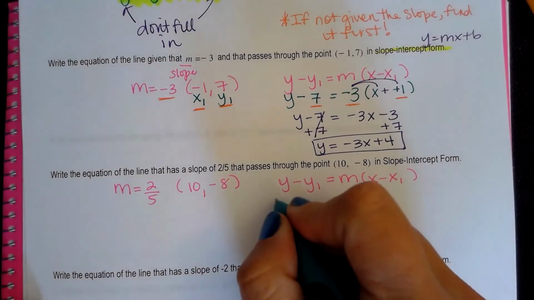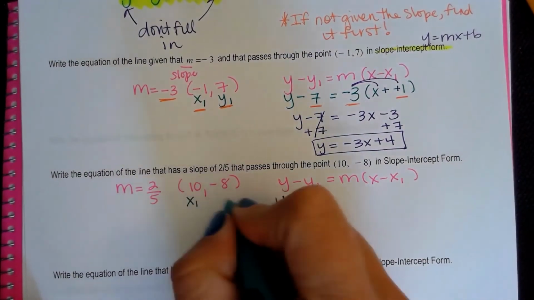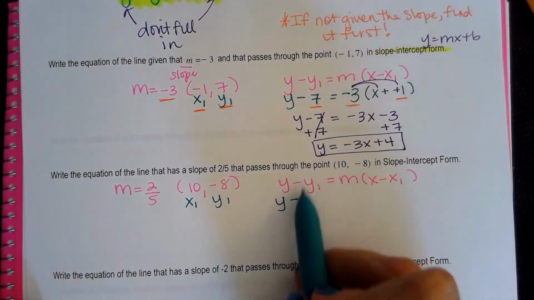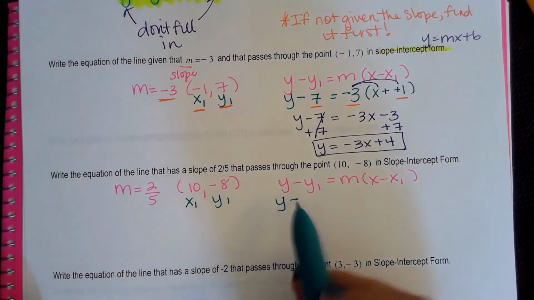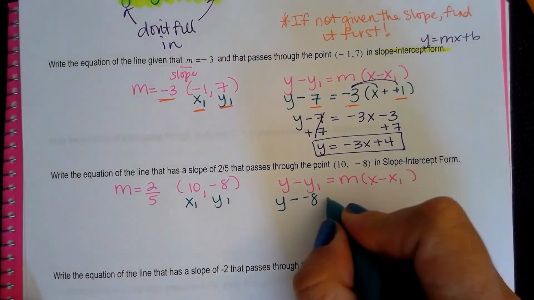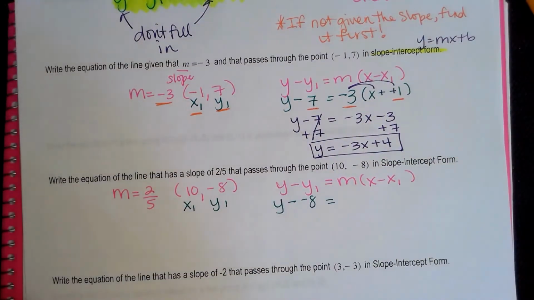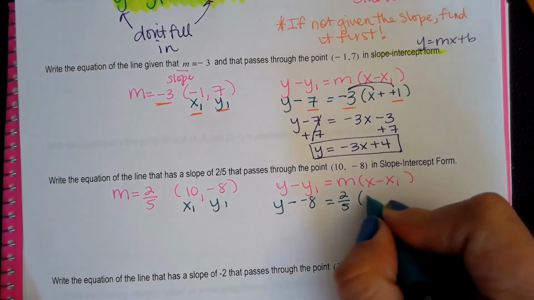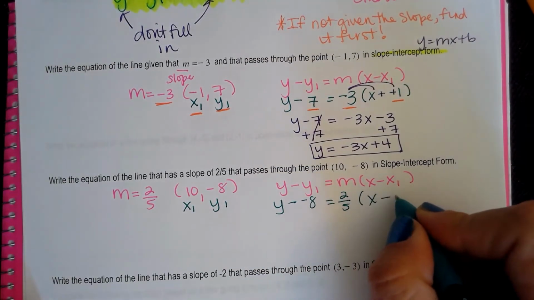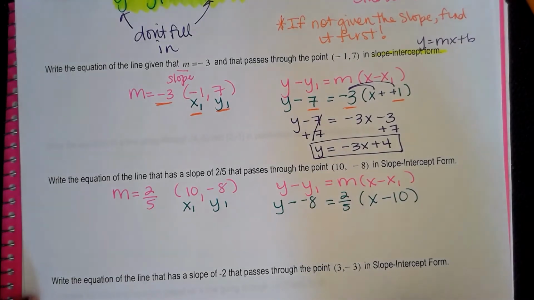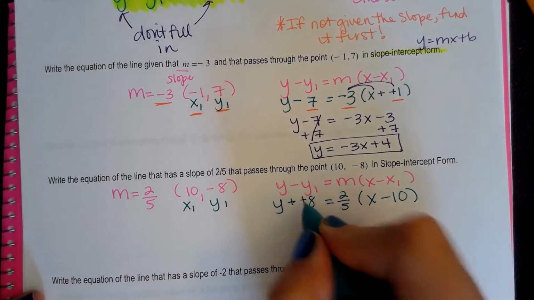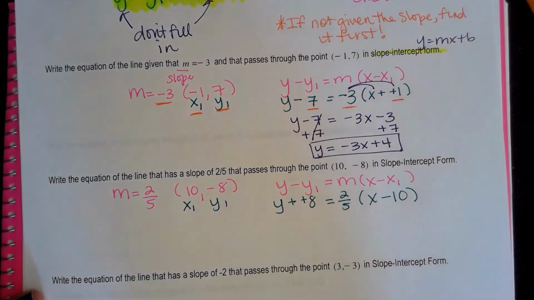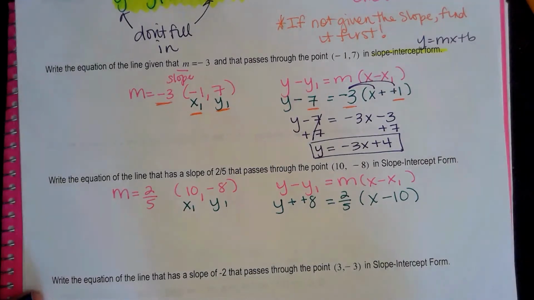All right, so y, and if it helps, write down the information here. So y minus, and remember these are always minuses right there, y minus y1, which is -8, equals m, which is 2/5, times x minus x1, which is 10. So this double negative turned positive, so you should have had y plus 8 equals 2/5 times x minus 10.